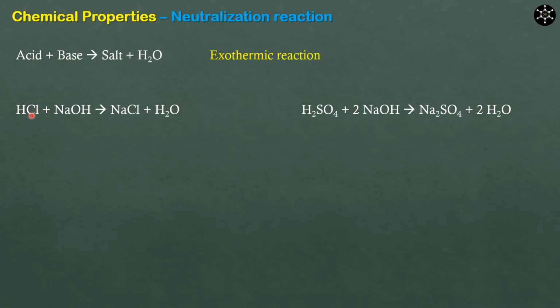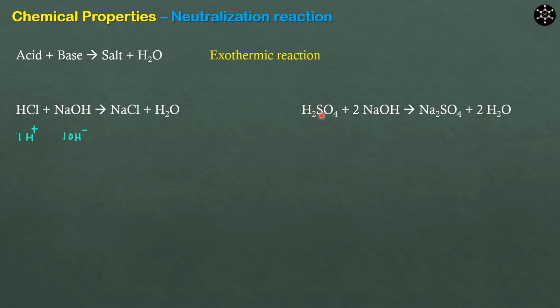1 mole of HCl will give 1 mole of H+. 1 mole of sodium hydroxide will give 1 mole of OH-, because HCl is a monobasic acid and sodium hydroxide is a monoacidic base.